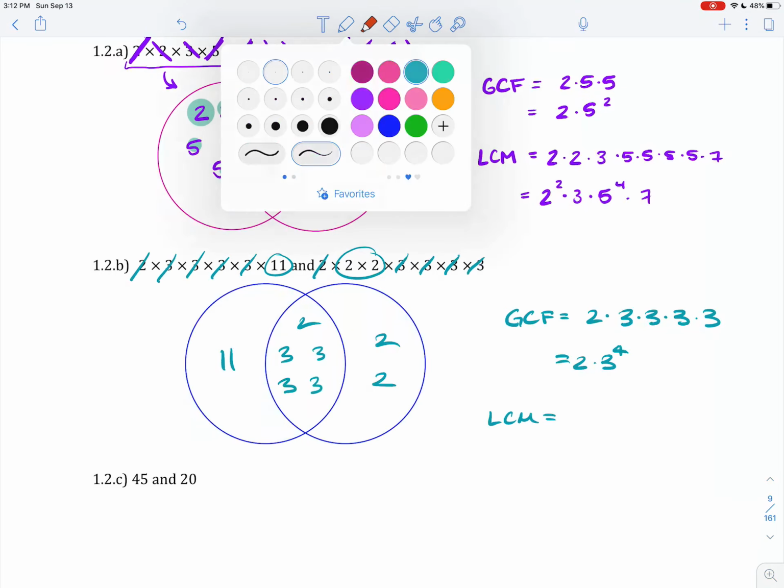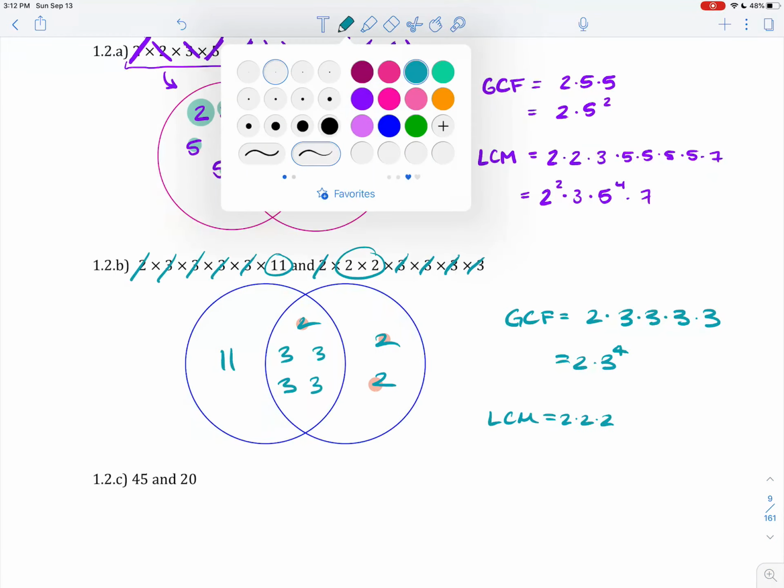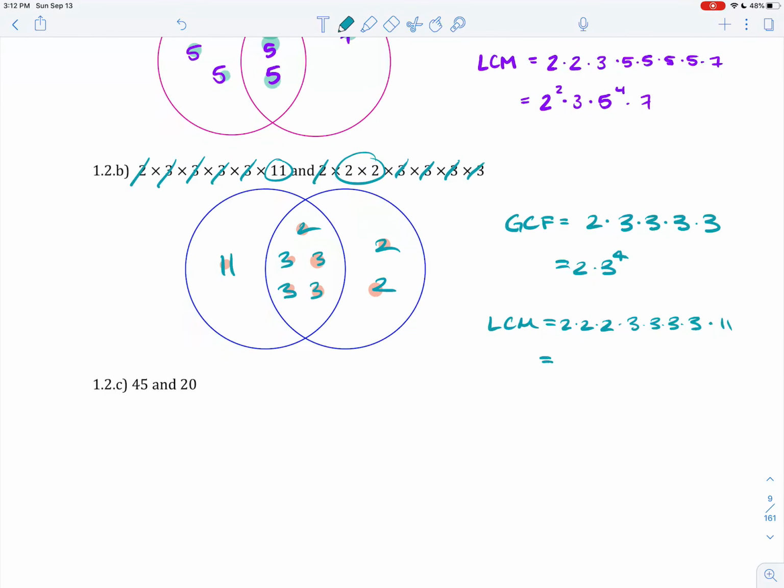And for that, accounting for everything in here, I've got 2, 2, and 2. I've got these four 3s. So many of them. And then finally this 11 over here. And I can condense that just a bit. And there's the GCF and LCM of those numbers.